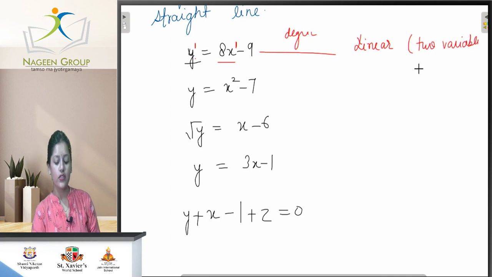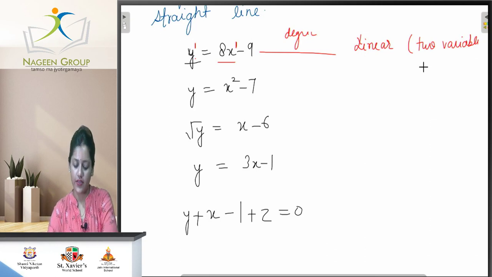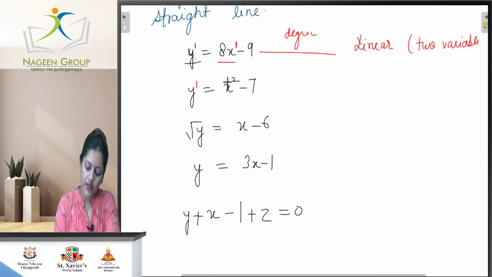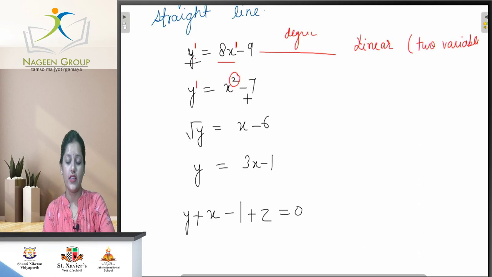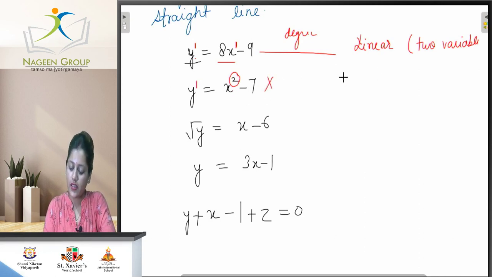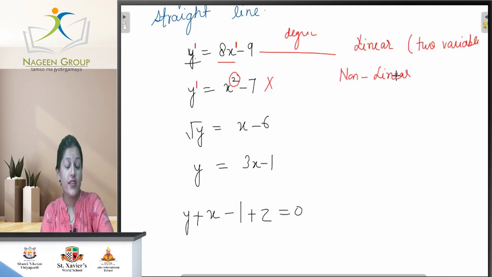After that, y equals x square minus 7. So y has degree 1 but x has degree 2. So this is not a linear equation. This is a non-linear equation because a linear equation has a highest degree of 1 only.